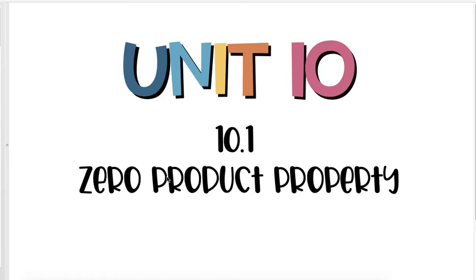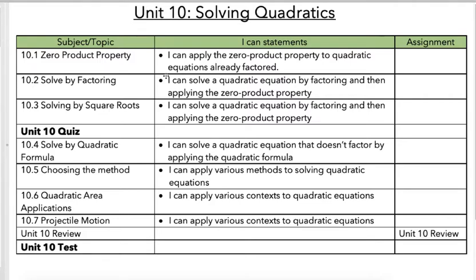Section 10.1, zero product property. So this is going to kick off our unit where we are going to go back to factoring, and what we're doing in this unit is solving quadratics.